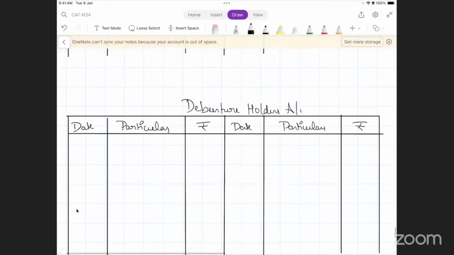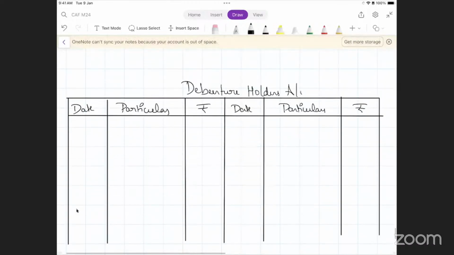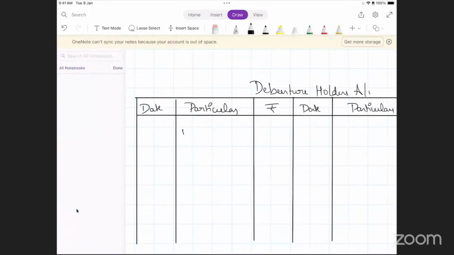Premium on redemption account also will be debited, but they have not asked us to do the premium account, so I have not done the premium account. But let me post it in the debenture holders.